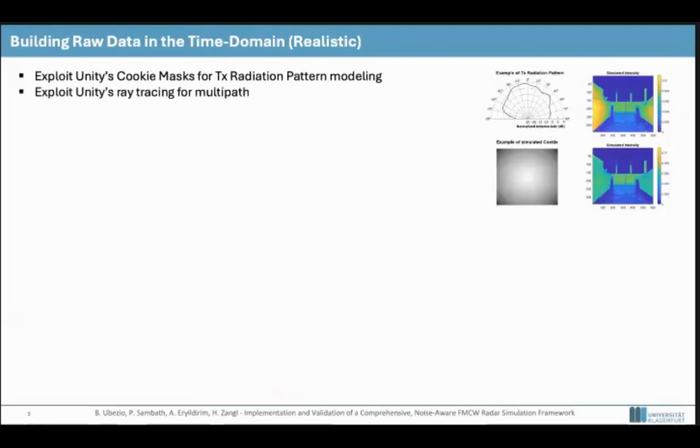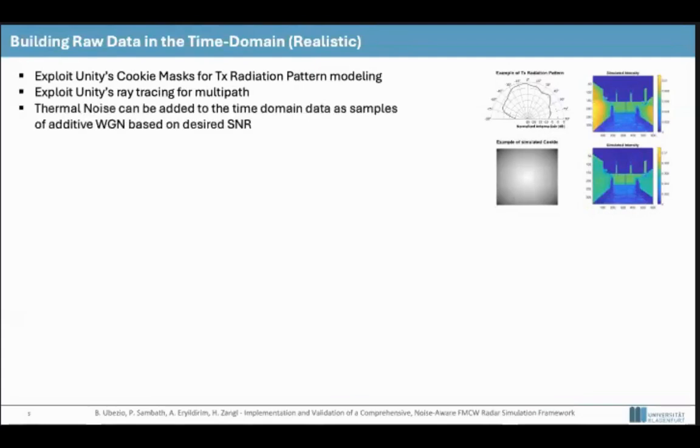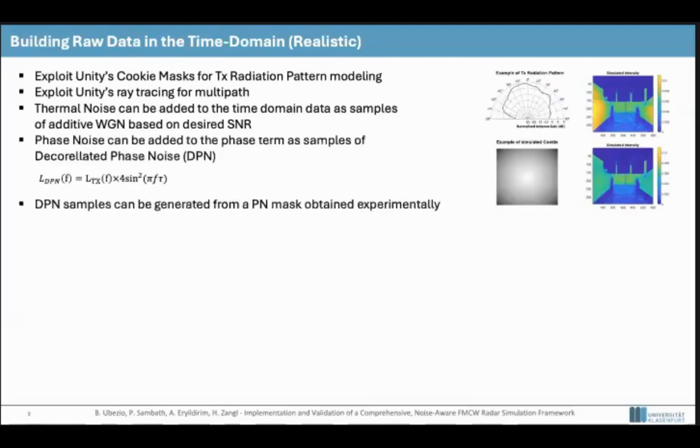We can exploit the ray tracing capabilities of Unity to model the multipath effect, which is also super important for radars. We can add thermal noise. This is the easy one because it's just basically additive white Gaussian noise. But the interesting thing is that we can add it to the time domain signal because now we have access to it. More importantly, we can model phase noise. Phase noise will be added as a phase term to the raw radar signal.